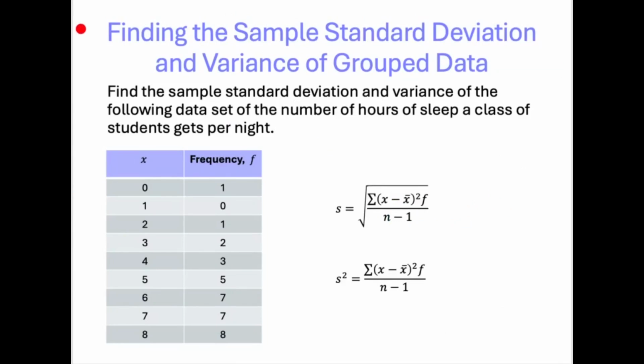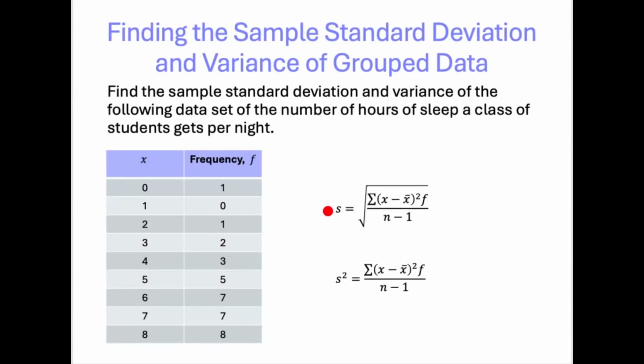Now let's look at finding the sample standard deviation and variance of group data. This example says to find the sample standard deviation and variance of the following data set of the number of hours of sleep a class of students gets per night. So we did see this data set in a previous video, but now we're going to go over how to measure the spread.